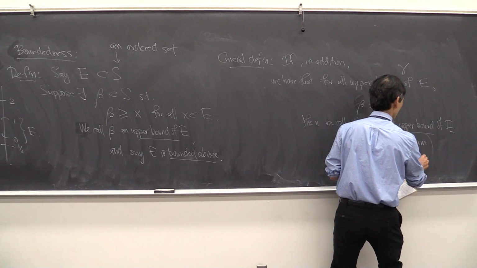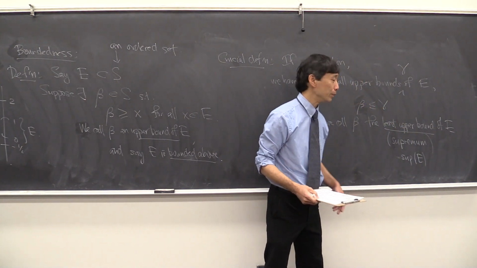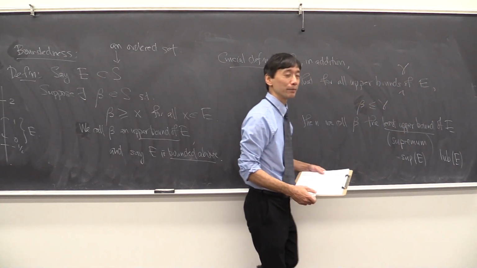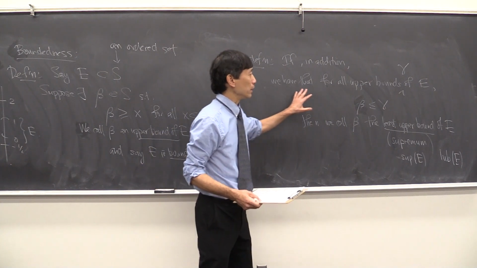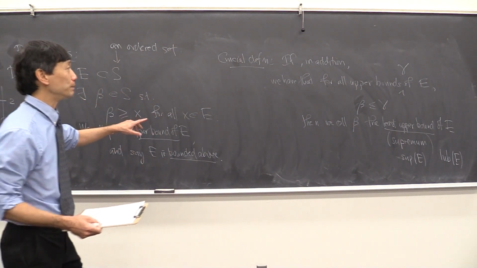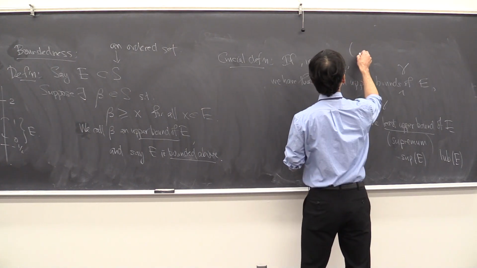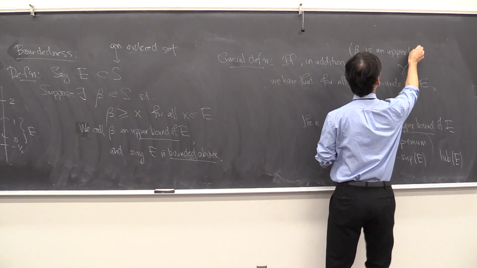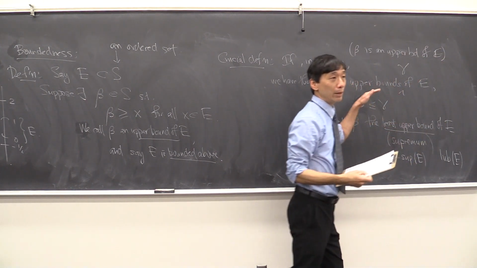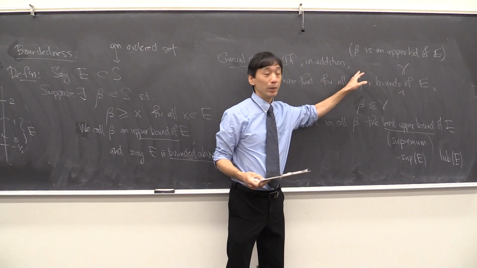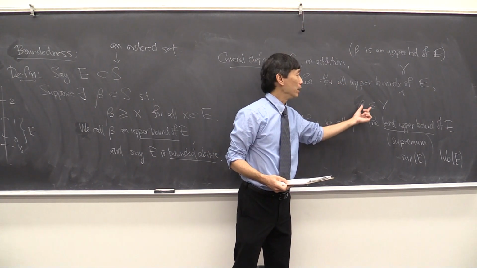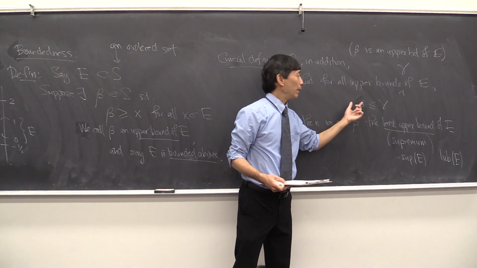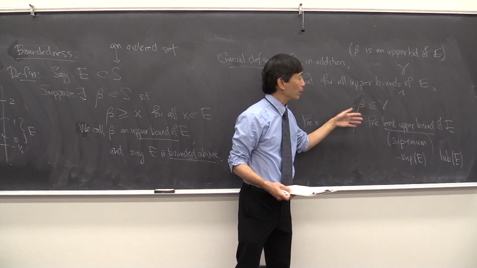Sometimes you'll see this notation, sup E, the supremum of E. This is what Rudin uses. Other books sometimes use lub E, least upper bound of E. So this is the key thing. Suppose beta is an upper bound of E, but the upper bound has this property that, given any other upper bound, the other upper bounds are bigger than or equal to beta. That means that beta is the least of the upper bounds, and we call it the least upper bound.